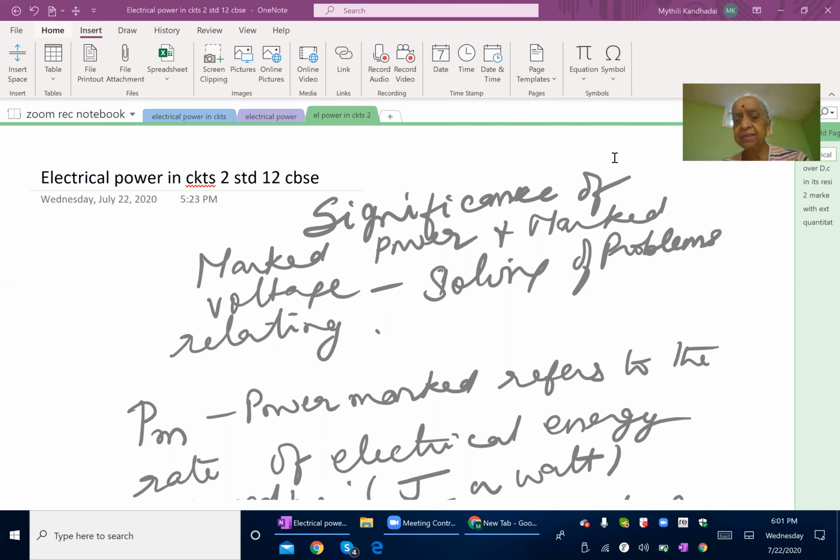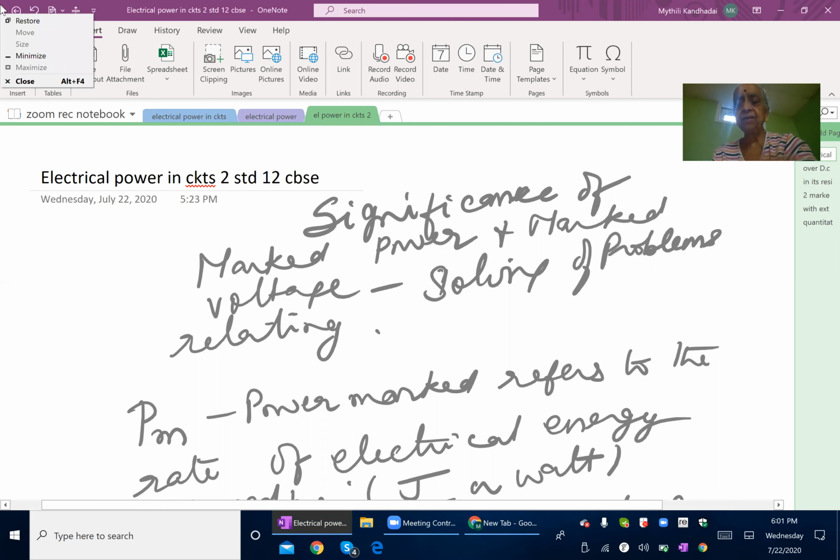Now, this session is intended to throw some illumination on what you understand from marked power and marked voltage in all the electrical devices that we use. If you take an electric bulb and examine it, you can see that there will be marked 220 volts, 100 watts, or 220 volts, 60 watts. Like that, both power and voltage will be marked on it. What is the meaning of those markings on the voltage as well as on the power?